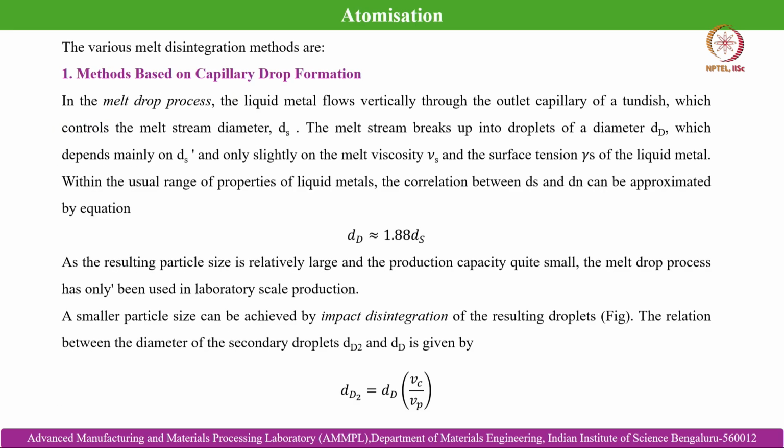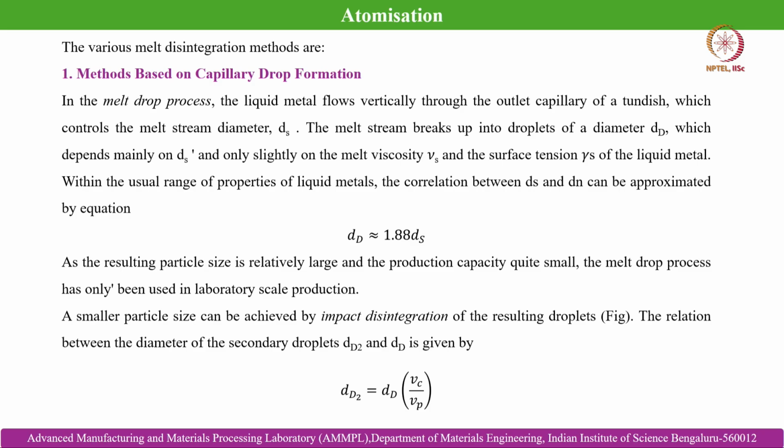So the various melt disintegration methods, number one is the method based on capillary drop formation. In the melt drop process, the liquid metal flows vertically through the outlet capillary of a tundish, which controls the melt stream diameter ds. The melt stream breaks up into droplets of a diameter dd, which depends mainly on ds and only slightly on the melt viscosity nu s and the surface tension gamma s of the liquid melt.